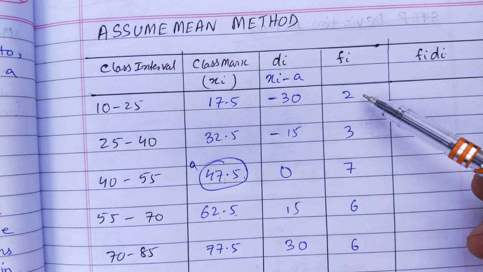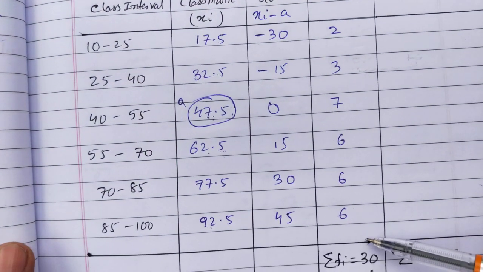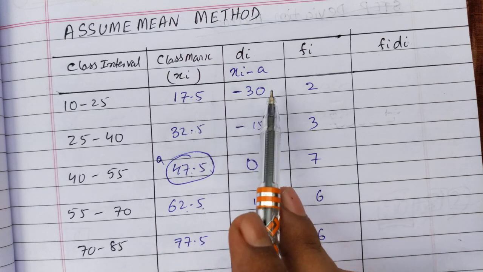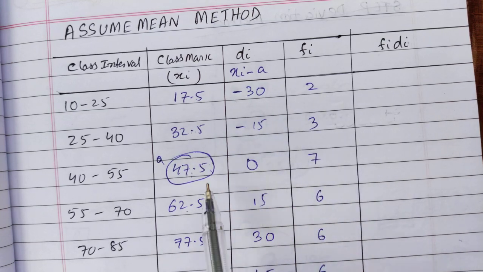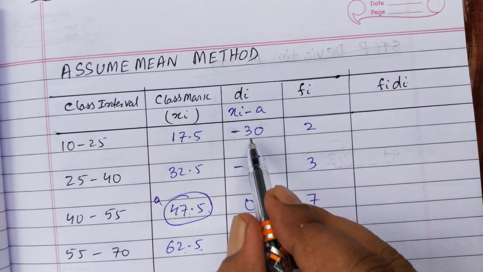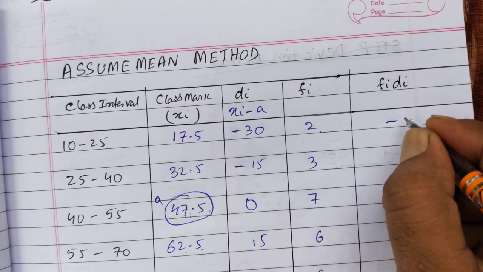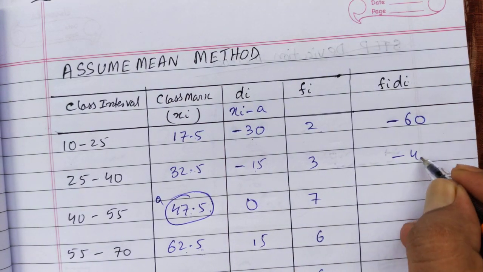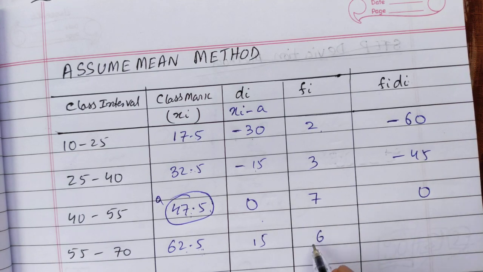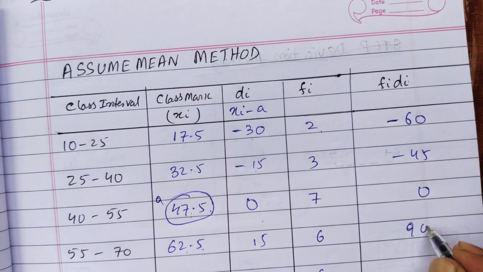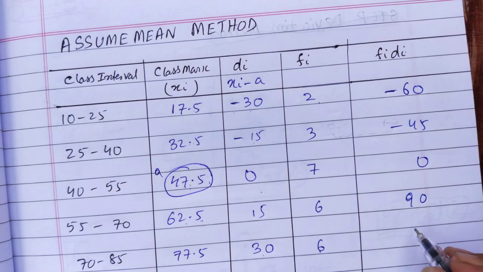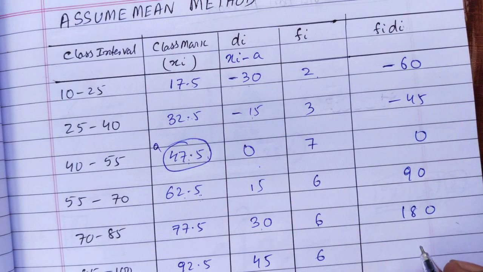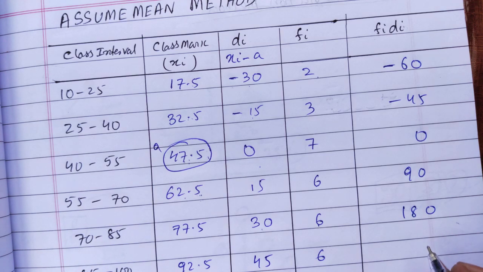Now the frequency is already given in the question. Now we'll find the product of these two, fi di. I'm not using xi. We have to find the product of these two. So minus 30 into 2 is minus 60. Minus 15 into 3 is minus 45. 0 into 7 is 0. 6 times 15 is 90. 6 times 30 is 180. 6 times 45 is 270.